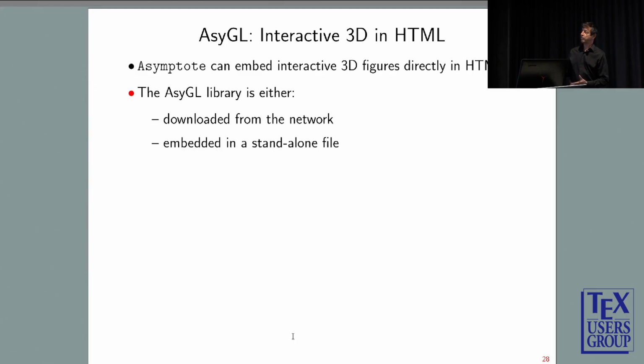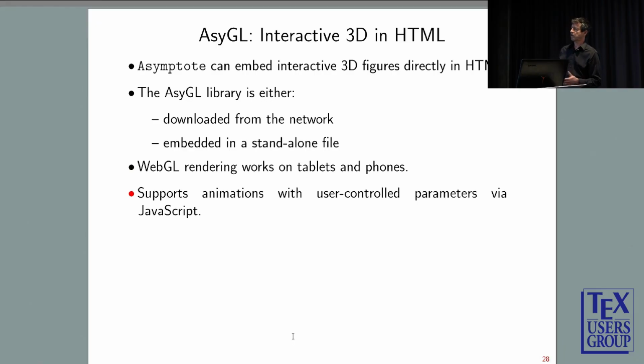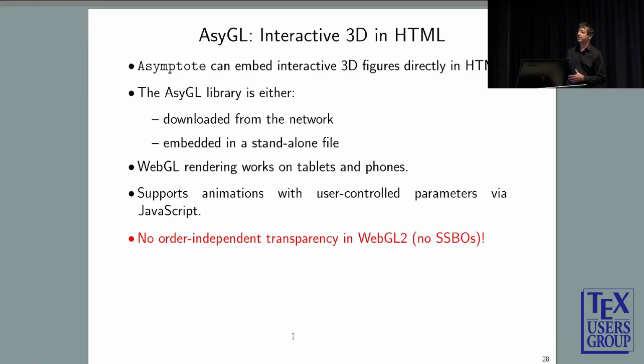So this is a way of embedding 3D figures directly in HTML. And it's using a JavaScript library that you either download from the network, or you can embed it in a standalone file if you want offline access. And in this way, this brought Asymptote, not the program, but the output, to tablets and phones, but with a little bit of a drawback: there's no order-independent transparency. So we have to solve this problem.